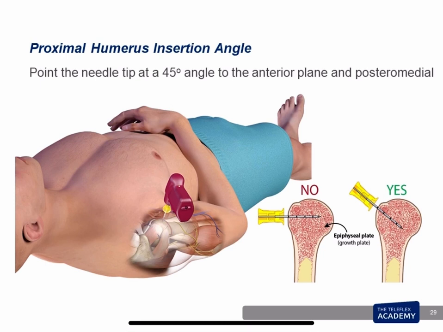The next most important part of the insertion is to make sure that the angle of insertion is correct. What you want to do is point the needle tip at somewhat of a 45-degree angle to the anterior plane. And what that means is, rather than the lateral part of the arm, which is where most, for instance, in the hospital, nurses place IM injections in the deltoid muscle laterally.